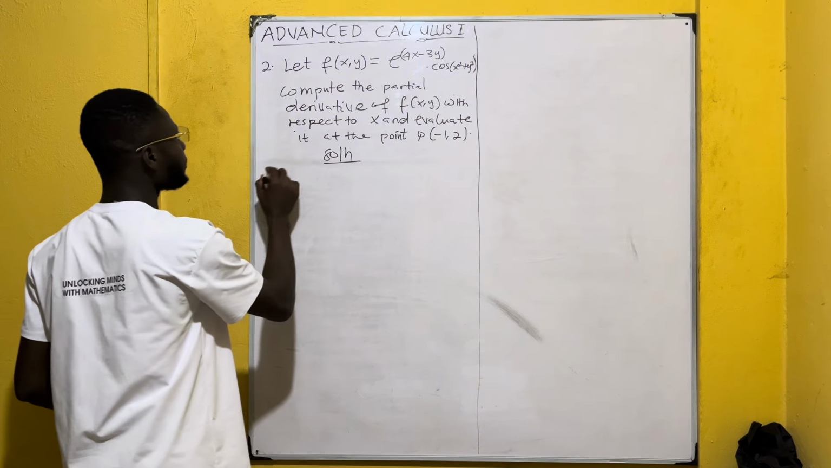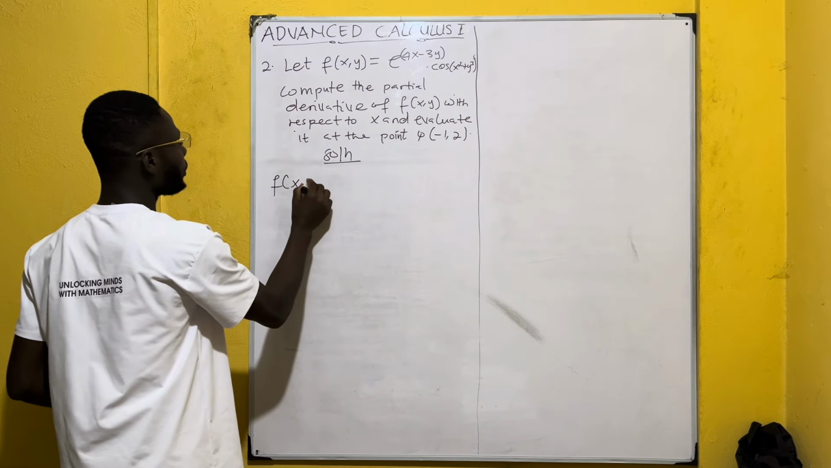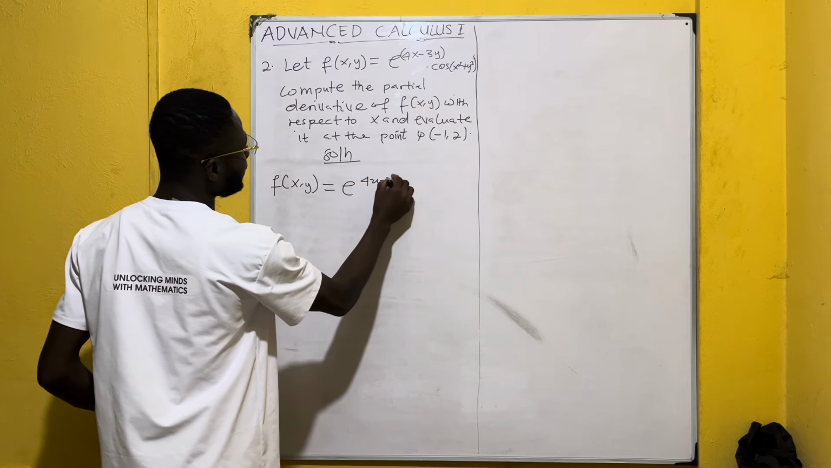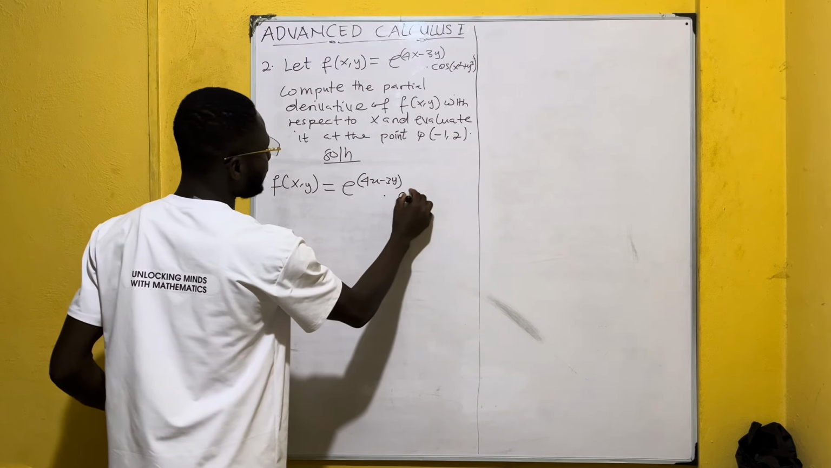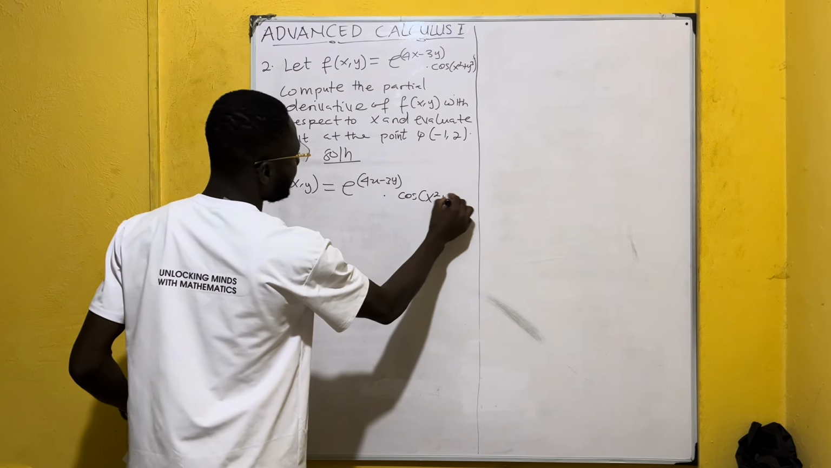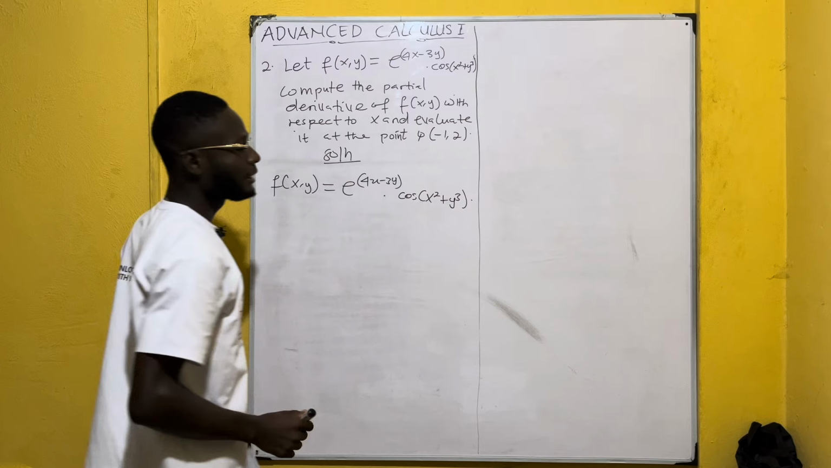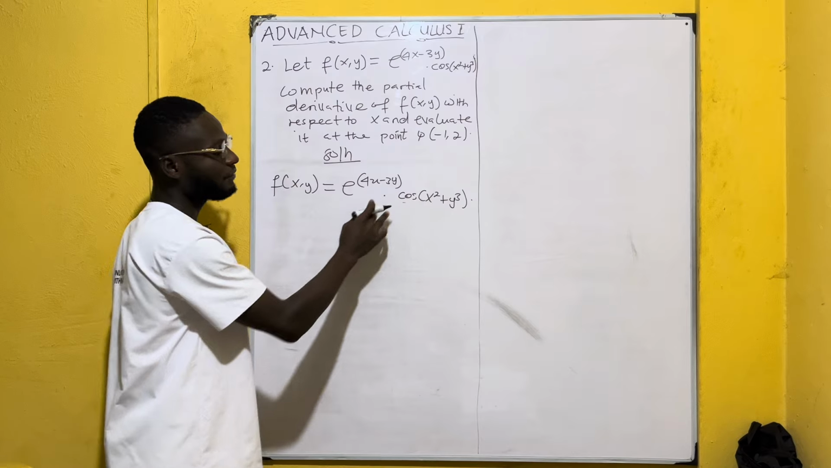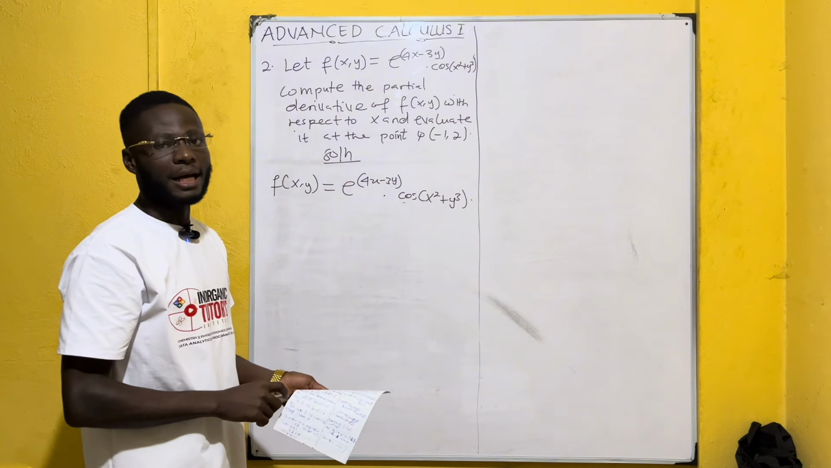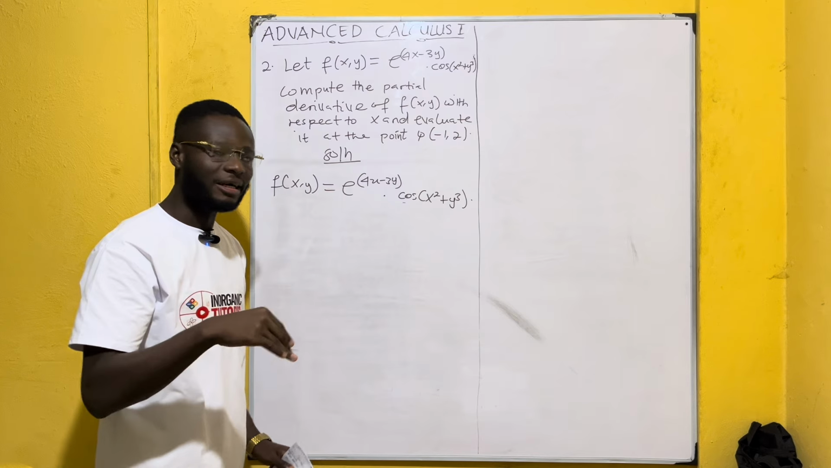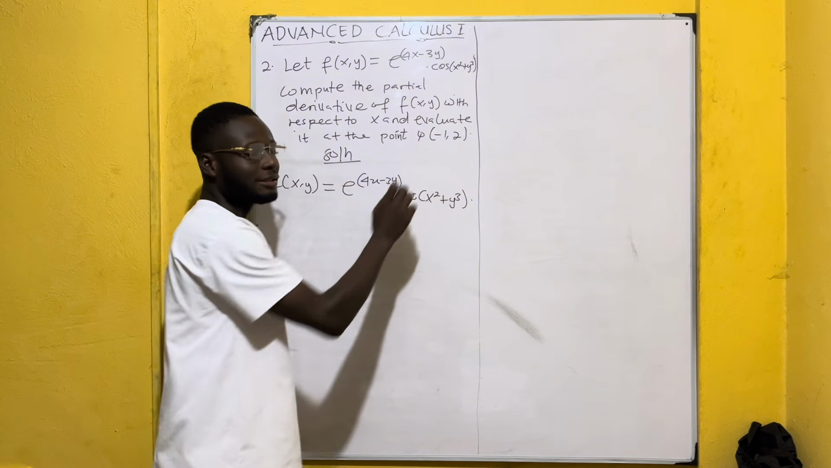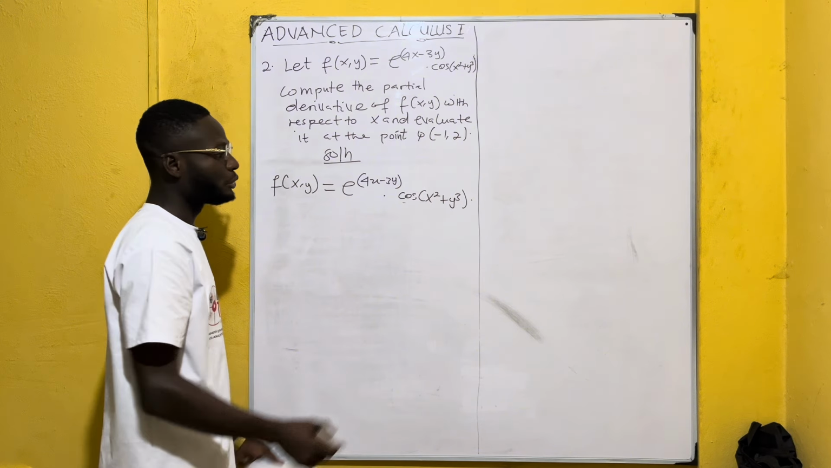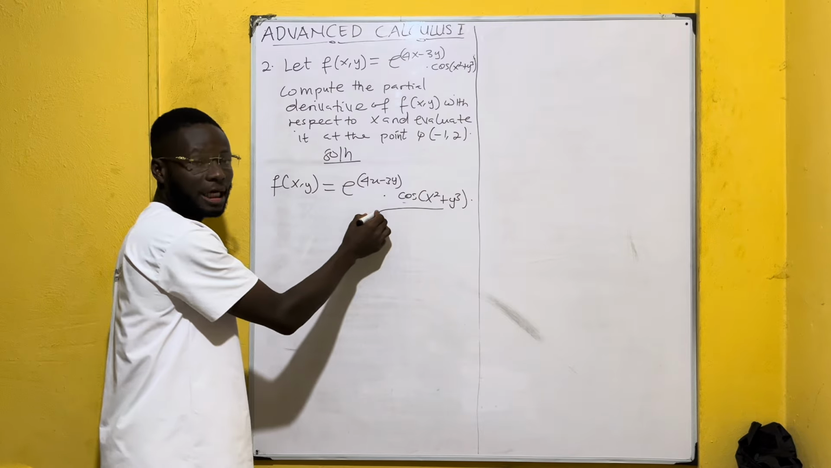Alright, so let's begin with this particular question 2. Now we want to find the first derivative of this particular function with respect to x. Then when we are done, we evaluate it at -1 and 2. So what are we going to use? We are going to use the product rule here.